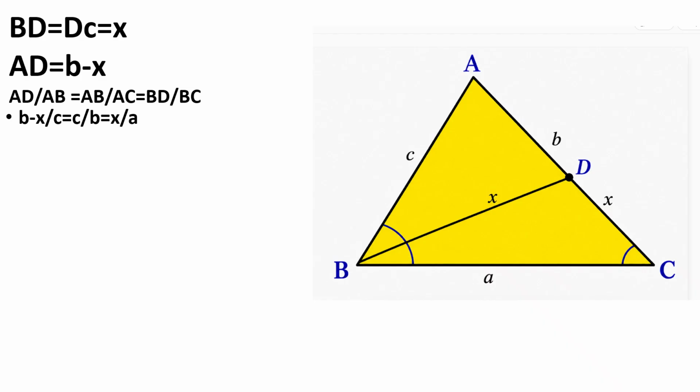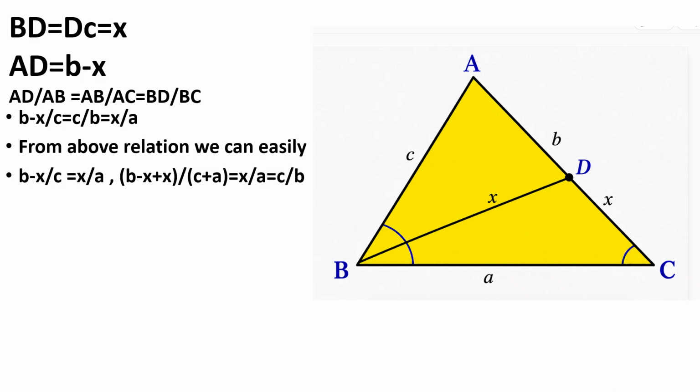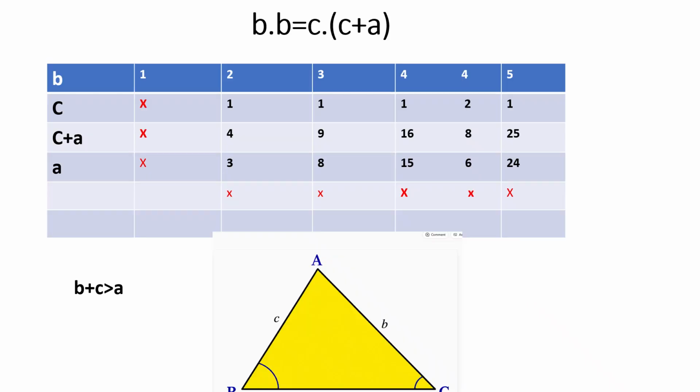We knew AD is b minus x and AB is equal to c. So we have such relationship, and from this relation, we can easily show that b minus x over c equals x over a, and finally we get b times b equals c times c plus a. This is a very important relationship we come up with. Now, we start giving the number. We assume that in here b is equal to 1.